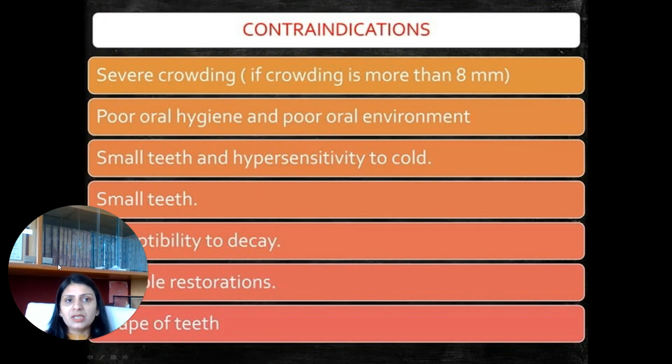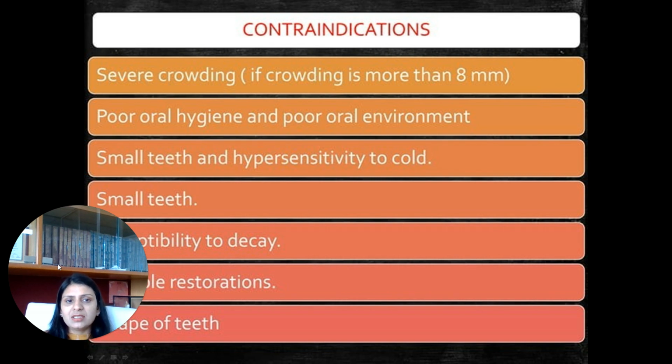Then what are the contraindications? What all are the patients in whom we cannot go for proximal stripping? Whenever patients present with severe crowding, that is crowding of more than 8 mm, we should not go for proximal stripping. Poor oral hygiene and poor oral environment: the patients who are not able to maintain oral hygiene, since with proximal stripping we are roughening the enamel surfaces, there will be more plaque accumulation. So chances of caries and periodontal diseases are on the increase.